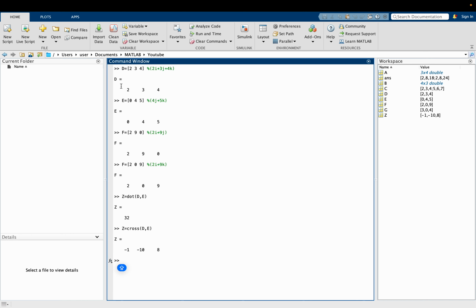You can also do element-wise multiplication. So for example, if I want to do element-wise for D and E, you can see 2 times 0 is just 0, 4 times 3 is 12, and 5 times 4 is 20. So all you need to do is to put Z is equal to D, then dot, then you put asterisk, and then you put your E, and that will give you your element-wise multiplication: 0, 12, 20.